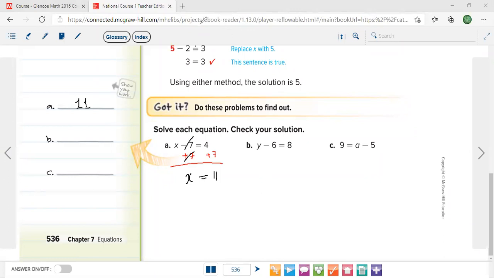In problem B, also plus 6 plus 6. And plus 6 will cancel minus 6. So that y equals 8 plus 6, which is 14.